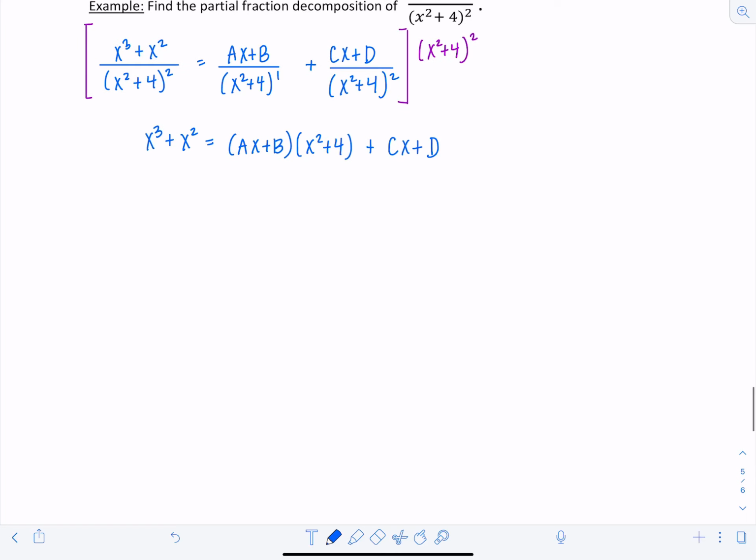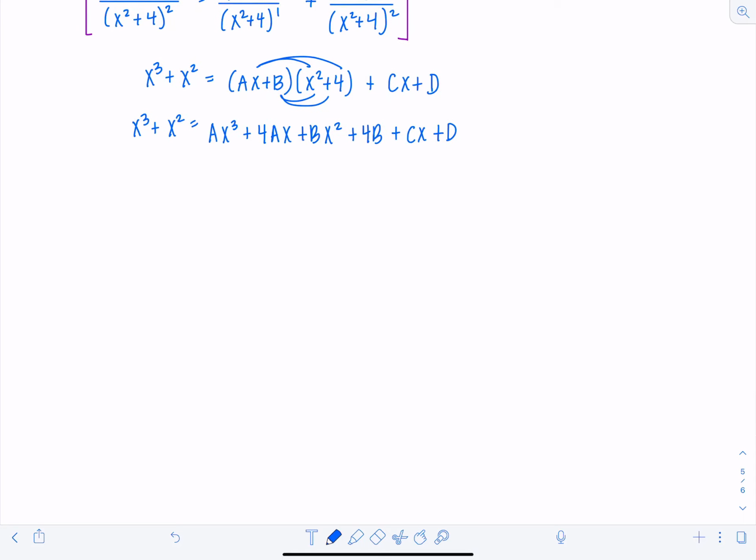So from here, I'm just going to multiply everything out. So we have x cubed plus x squared equals, distributing here, ax cubed plus 4ax plus bx squared plus 4b plus cx plus d. Okay, now let's start with the cubed terms. So I have x cubed, so 1 is equal to a. So I already know right now, 1 equals a. What about x squared? So x squared, that's a 1, and there's a bx squared, that's it. So I know b is also equal to 1. See how easy breezy this is?